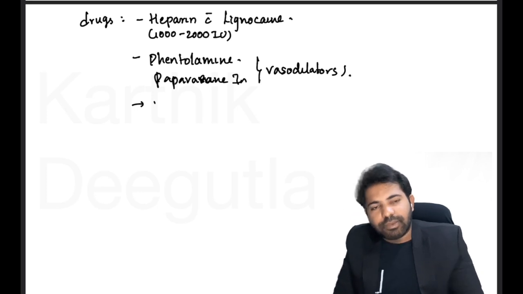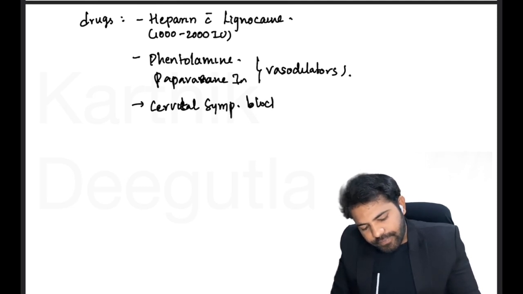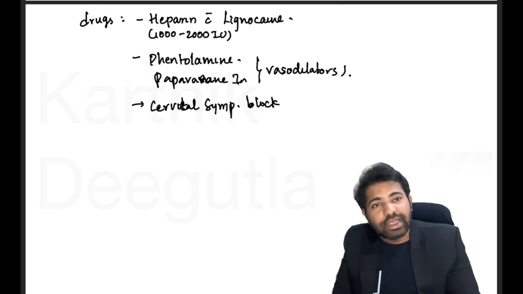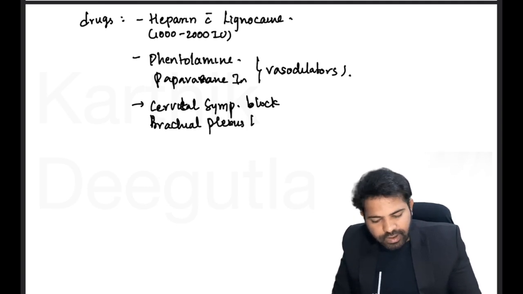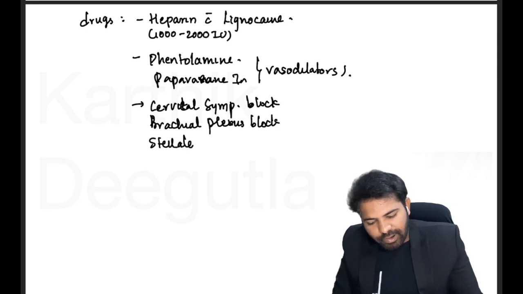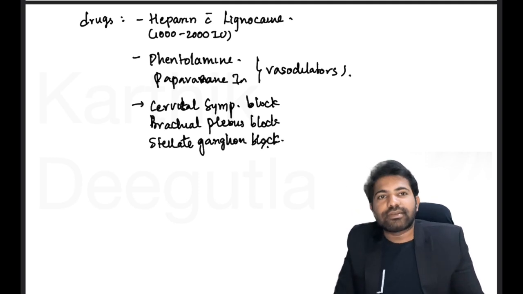Then we can give some blocks: cervical sympathetic block, or brachial plexus block, and you can also give stellate ganglion block. These all will also lead to vasodilation. Alright.